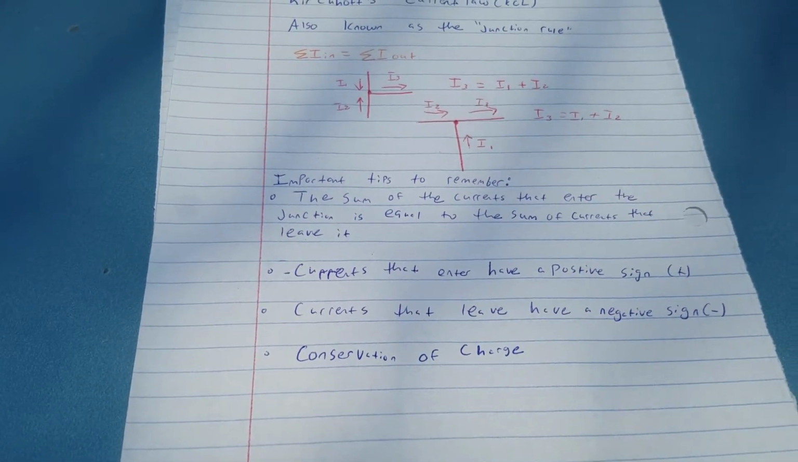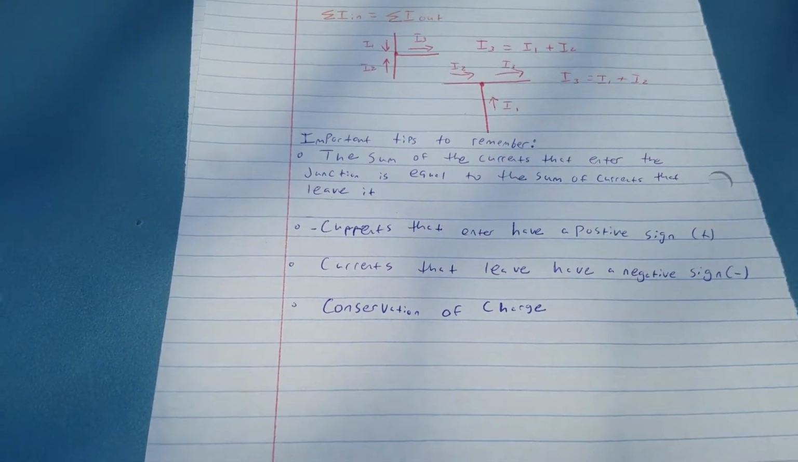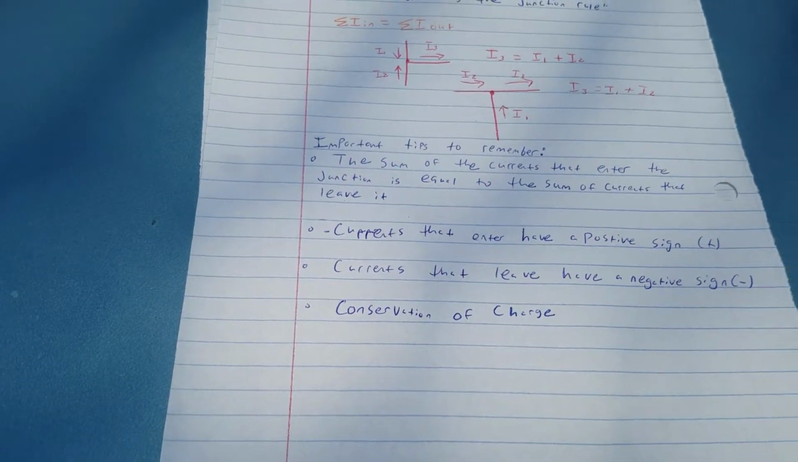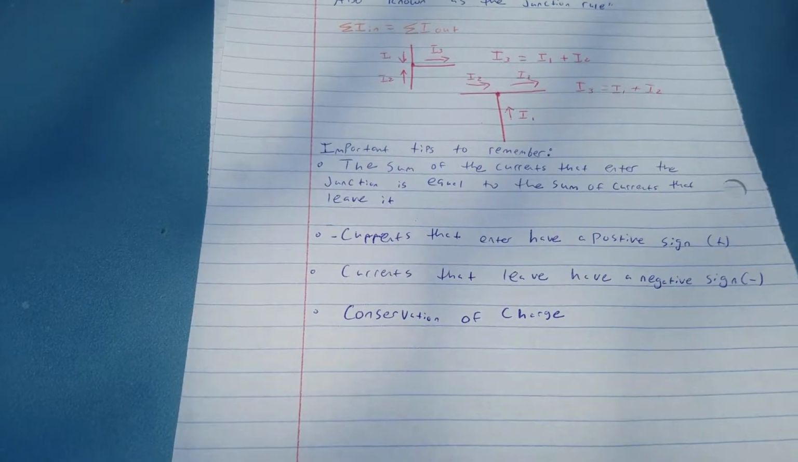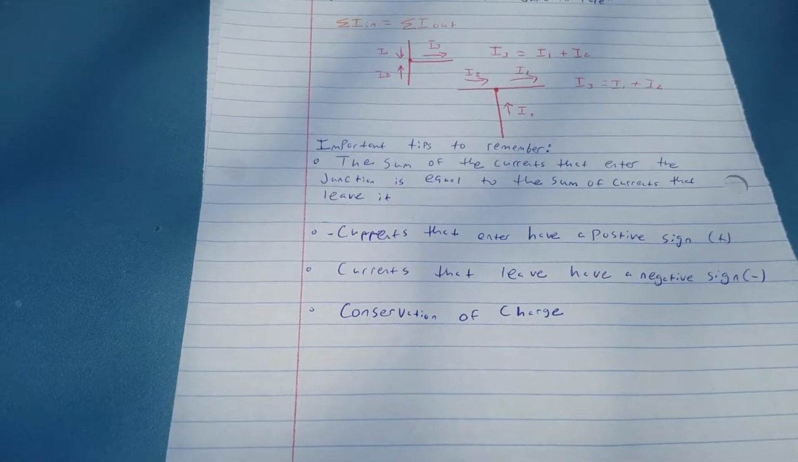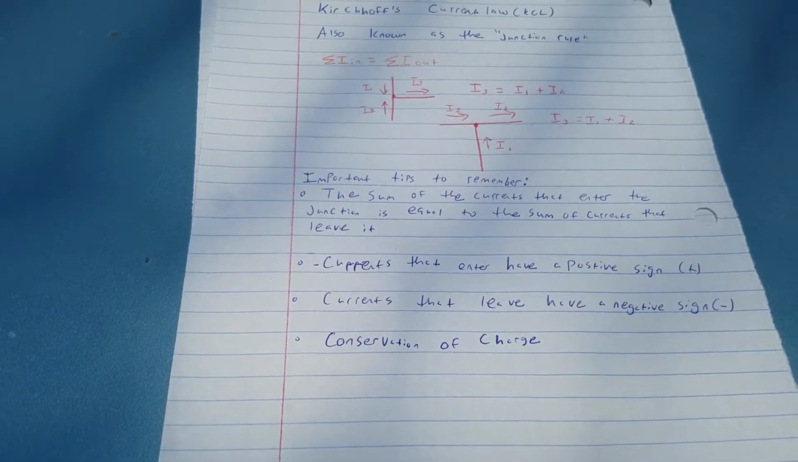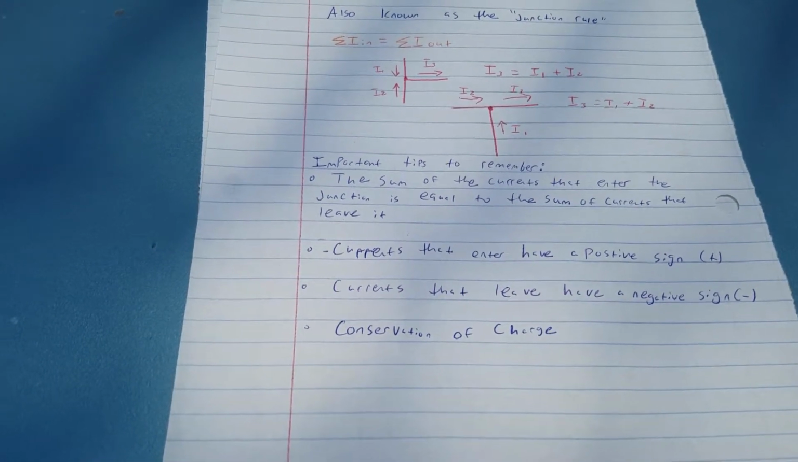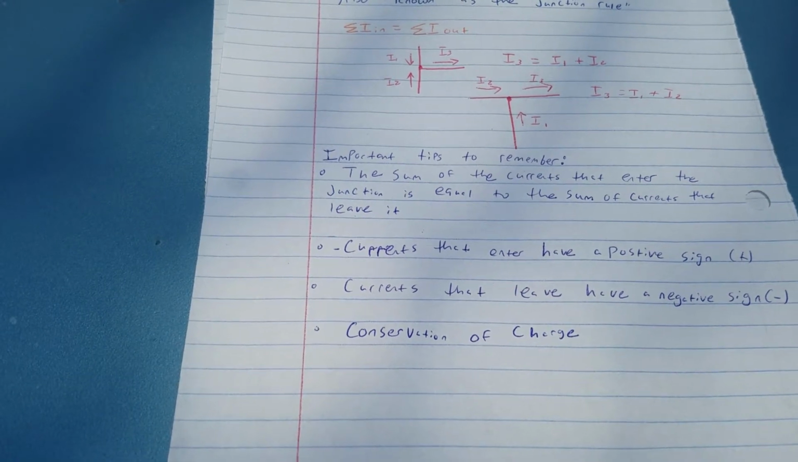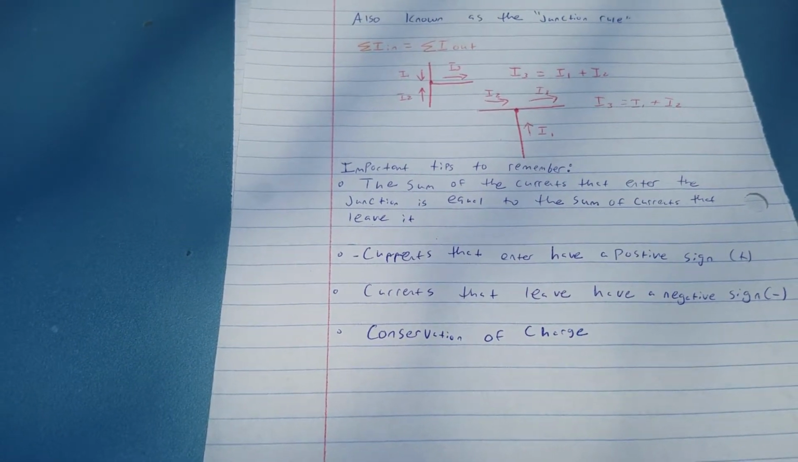There are some important things you should remember for Kirchhoff's current law, such as the sum of the currents that enter the junction is equal to the sum of currents that leave it. Currents that enter have a positive sign, and currents that leave have a negative sign, and this equation is basically the conservation of charge.